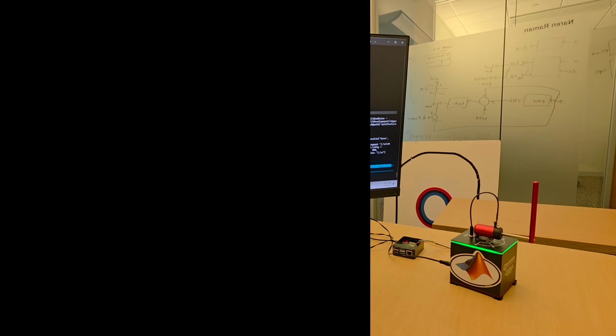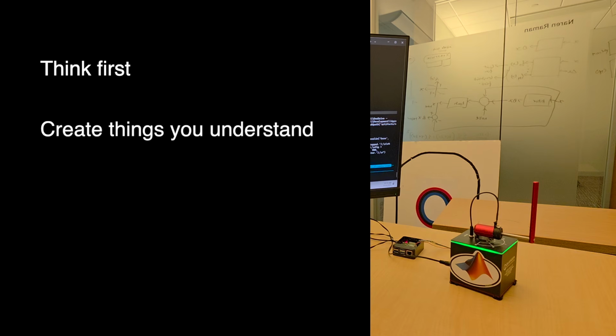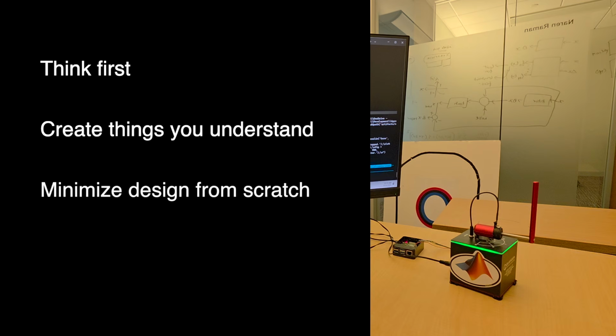Specifically, those points are to think first before you just start building, have the agent create things that you understand and can inspect, minimize the amount of design from scratch that the agent is doing by reusing things that have already been verified, and to test the design early and often to catch errors as soon as you can. So let's get started balancing this pendulum.